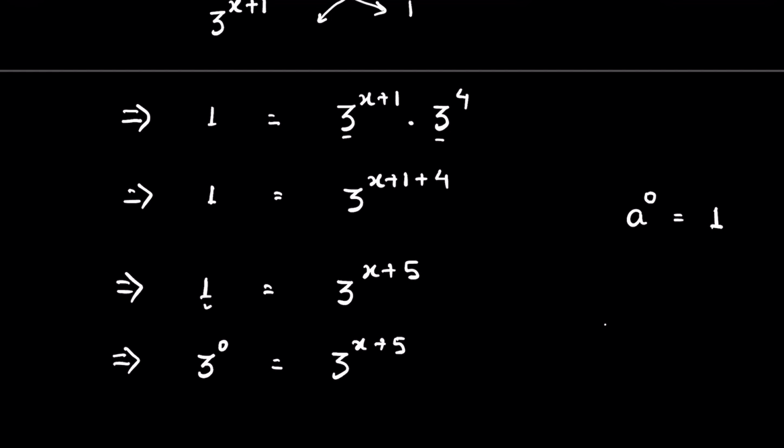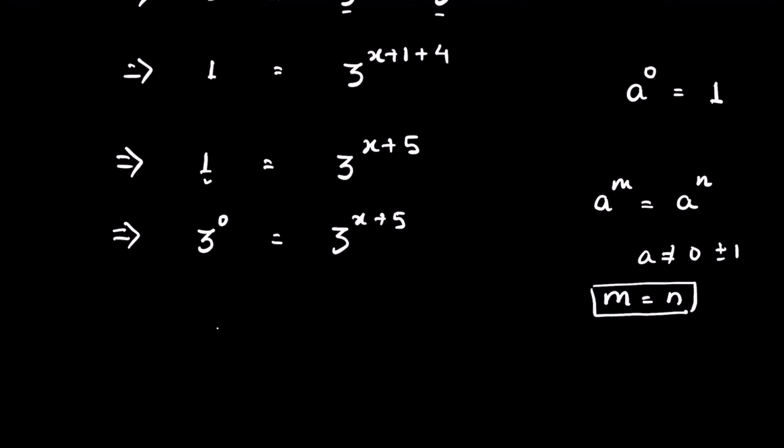Again we know that when a raised to the power m is equal to a raised to the power n, and when a is not equal to 0 or plus minus 1, then m is equal to n. That means 0 is equal to x plus 5 because bases are same. Now we can find the value of x here. We can send 5 to the left hand side. So x will be equal to minus 5.